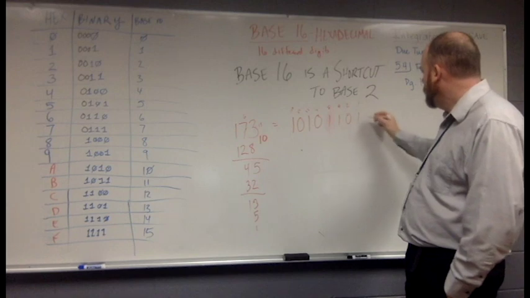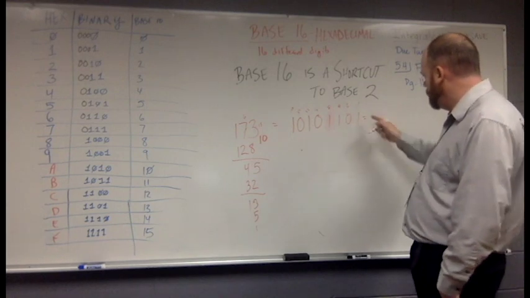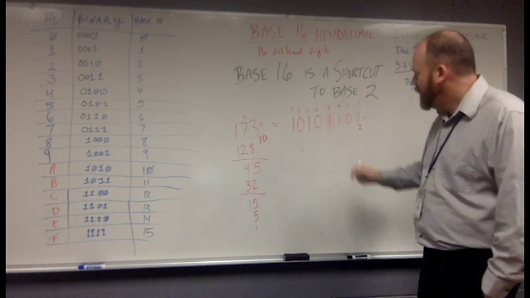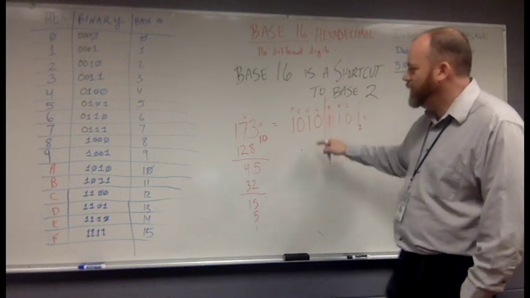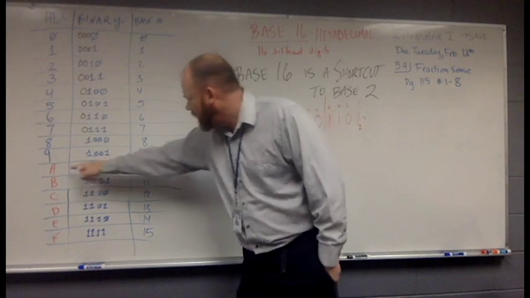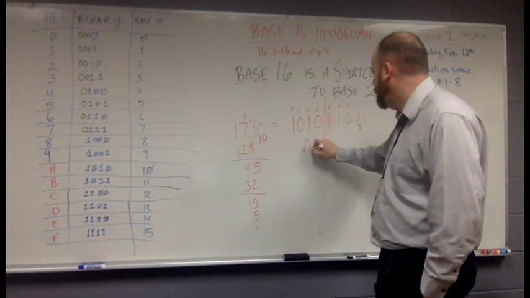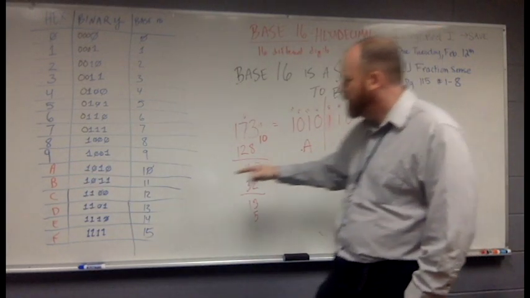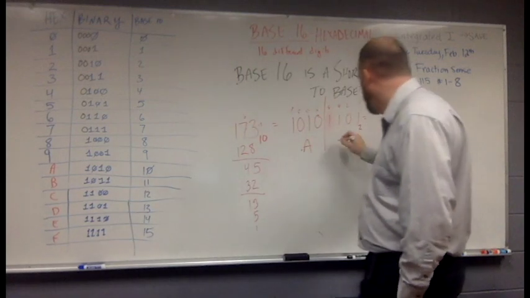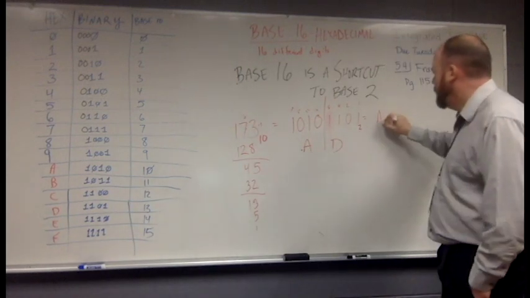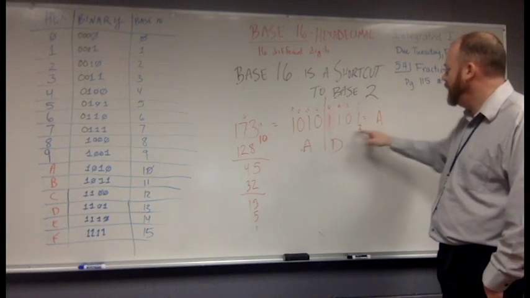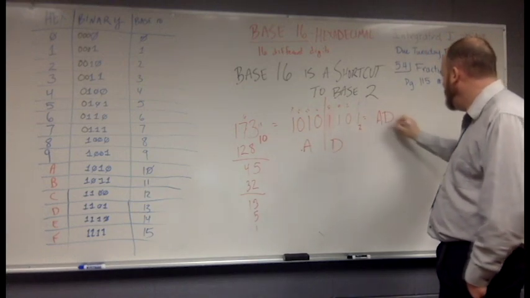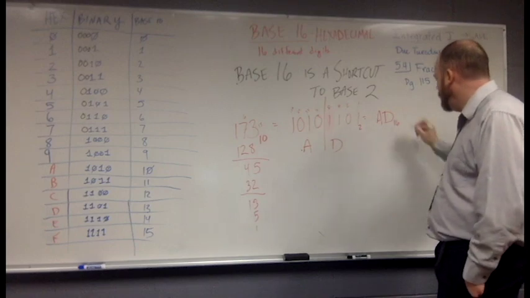And so 173 is 10101101 in base 2. Now I divide it in half, and I go 1010, A, 1101, D. So 173 in base 10 is 10101101 in base 2, and is AD in base 16.